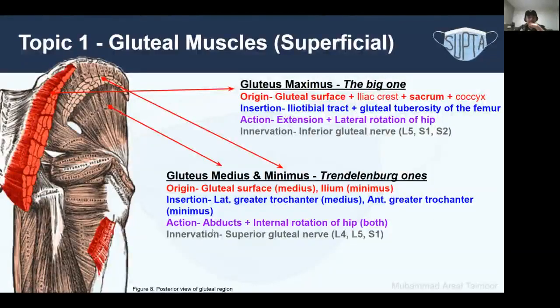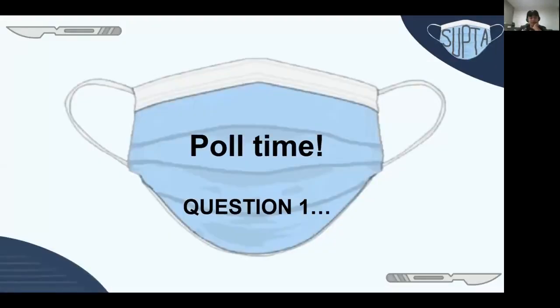So the innervation, I always get these the wrong way around because I think superior means the bigger muscle, right? But just always know the superior gluteal nerve is related to the Trendelenburg sign, which is related to the gluteus medius and minimus. So that's how I can remember that.